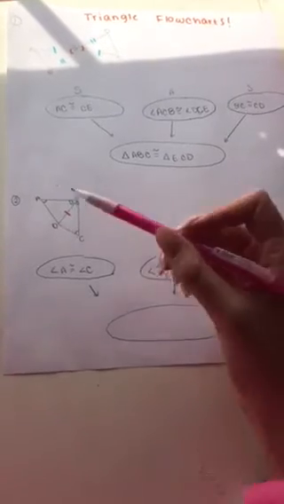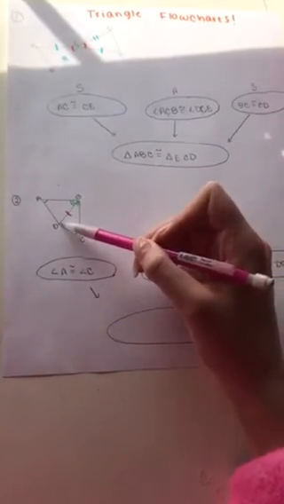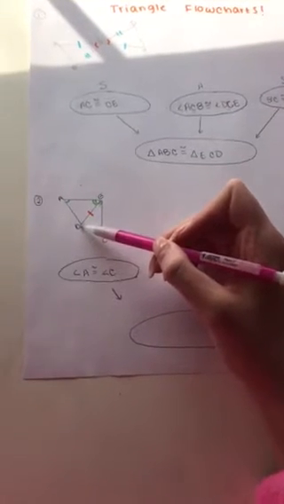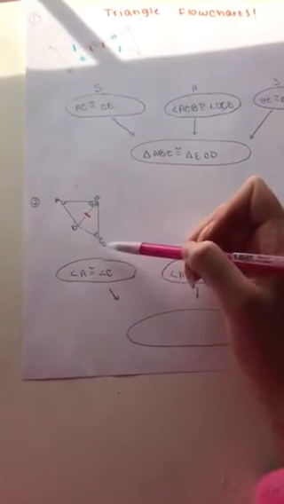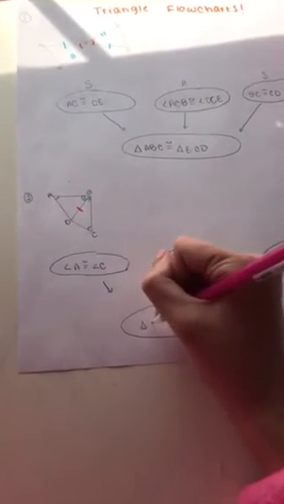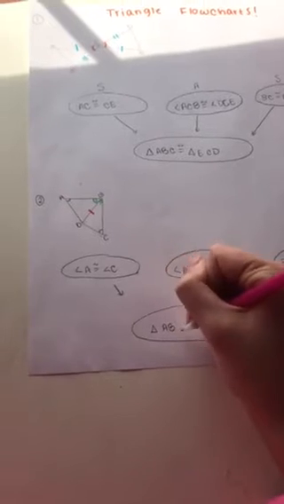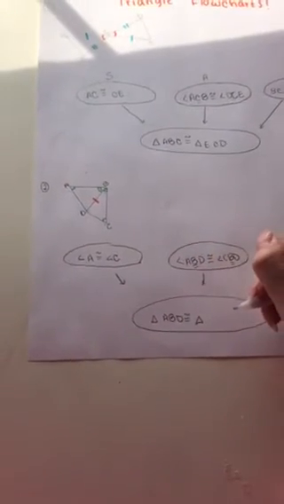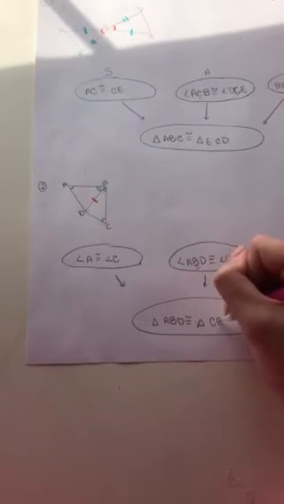So if I name the first triangle ABD, if I want to name the second triangle in a similar way, we would name it CBD. So triangle ABD is congruent to triangle CBD.